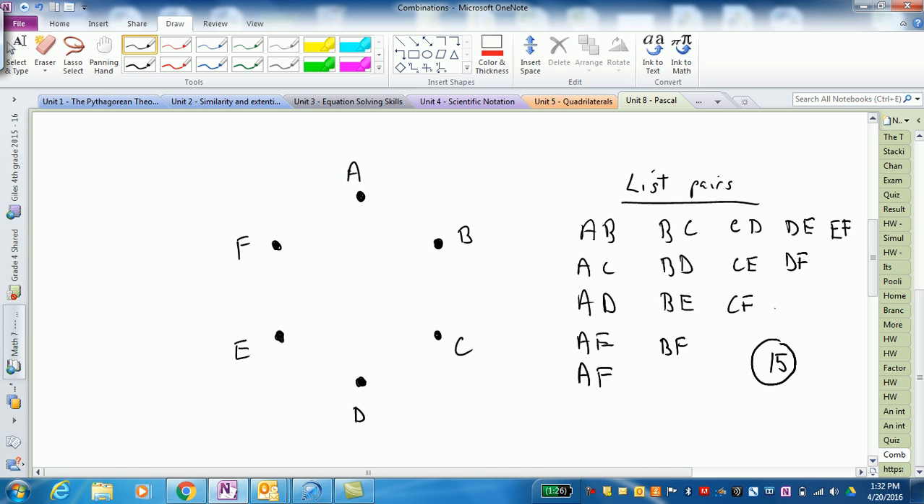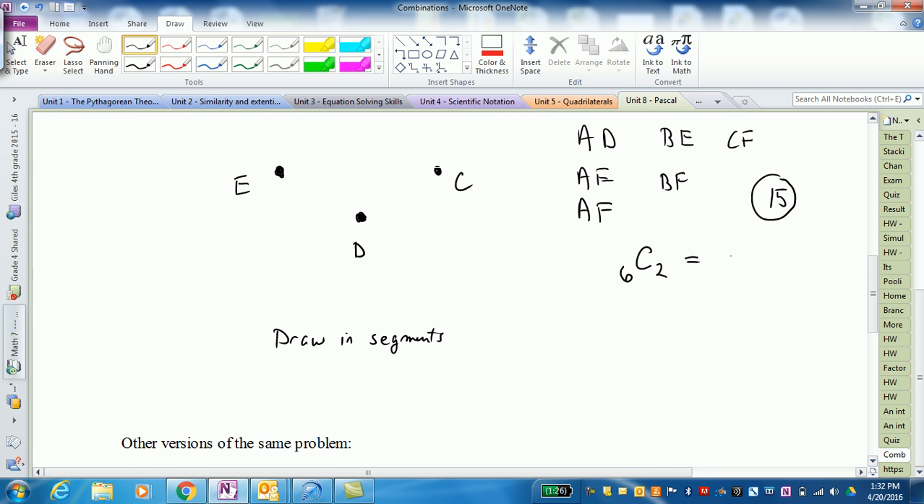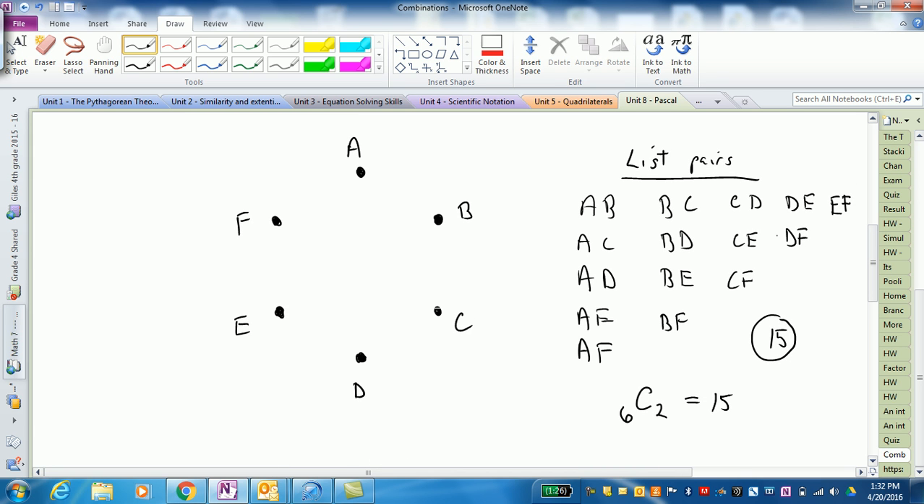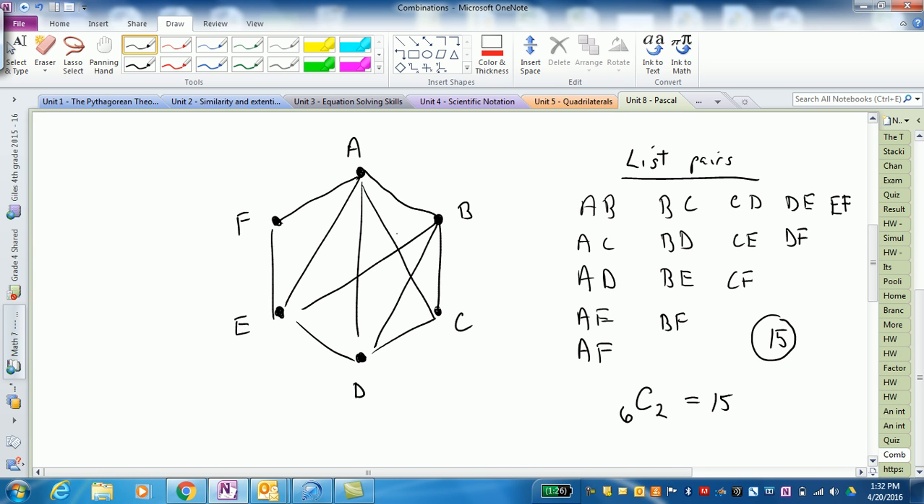pairs of points. Now you could think about that as, we just saw it as a combination of 6 points, choose any 2. We just did the calculation above, and that was 15, and it turns out to be the same as the listing as we have. We can also draw them and count. 1, 2, 3, 4, 5, 6, 7, 8, 9, 10, 11, 12, that was already in there, 13, 14, 15.